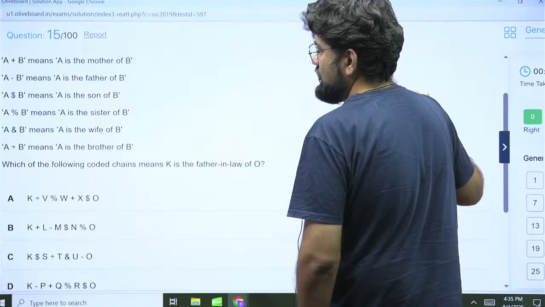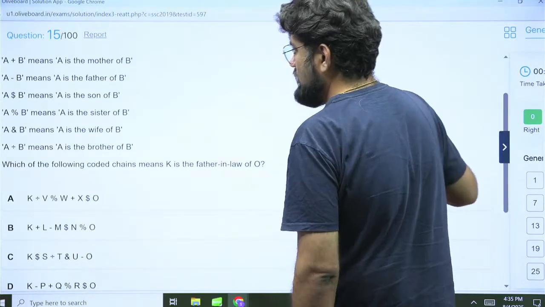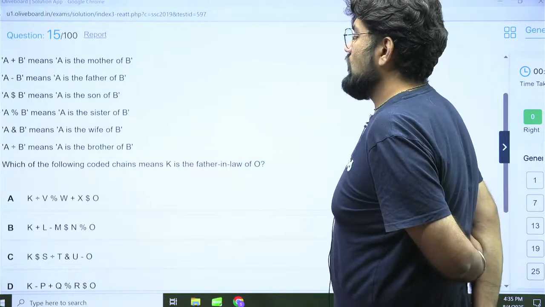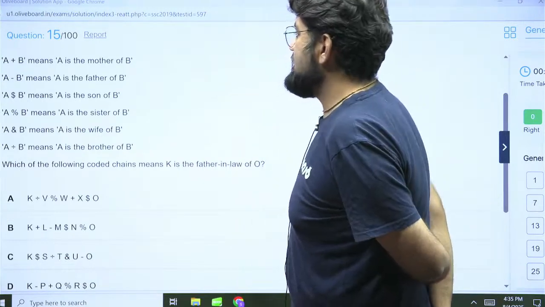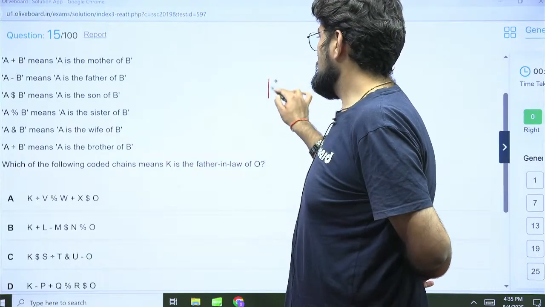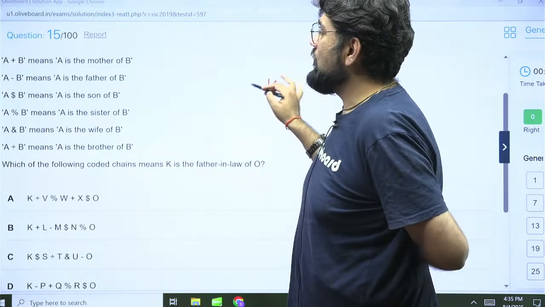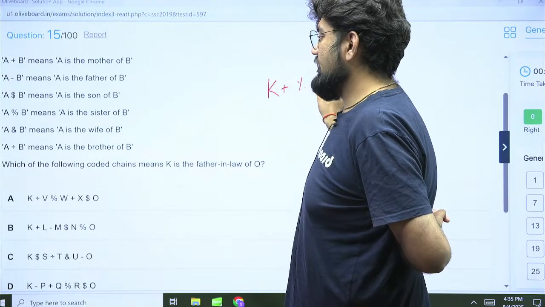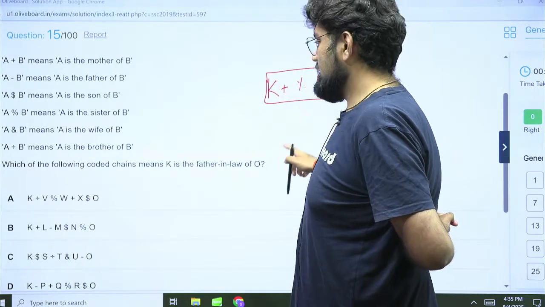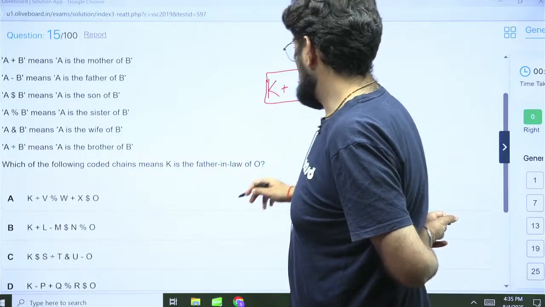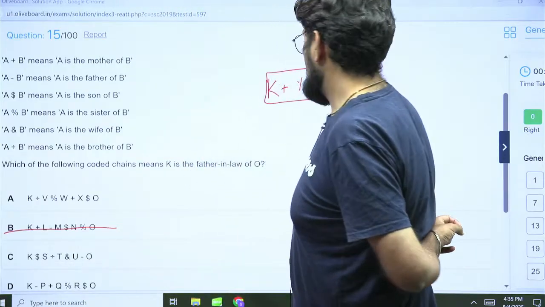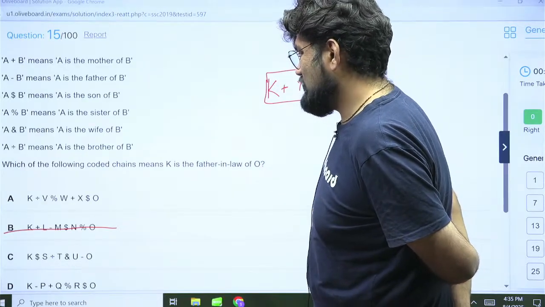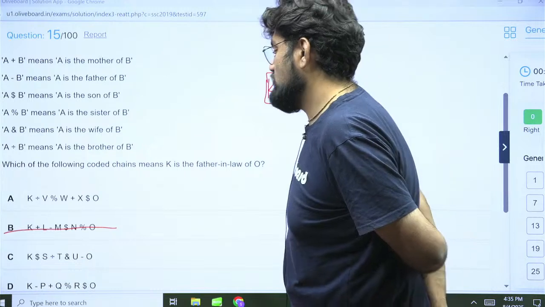This is a code language. We need to figure out in which of the following coded chains K is the father-in-law of O. Now K has to be the father-in-law of O. So firstly, we'll reject wherever K is a woman. So K cannot have plus after it, K cannot have percent after it, K cannot have ampersand after it. Can we see an option where this is happening? K cannot have a plus after it, gone. And K cannot have a percent and ampersand after it. It's not there. Okay, with K and O now, we have 3 options. So there's no other option but to go down and actually check it.